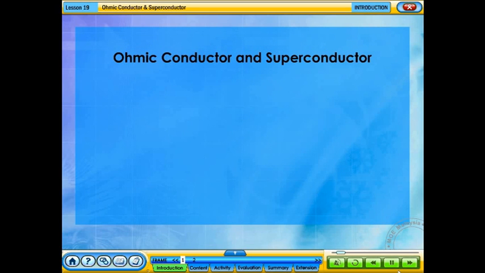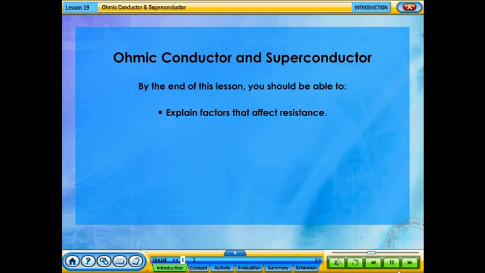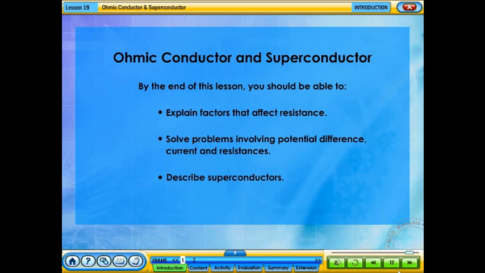Ohmic Conductor and Superconductor. By the end of this lesson, you should be able to explain factors that affect resistance, solve problems involving potential difference, current, and resistances, describe superconductors.